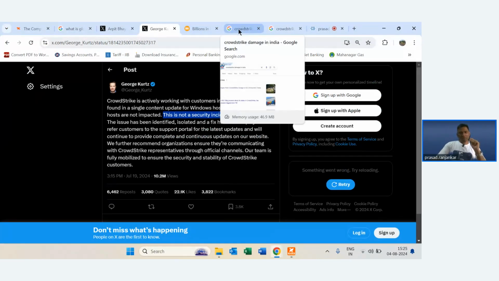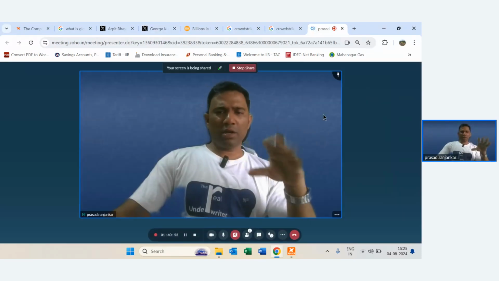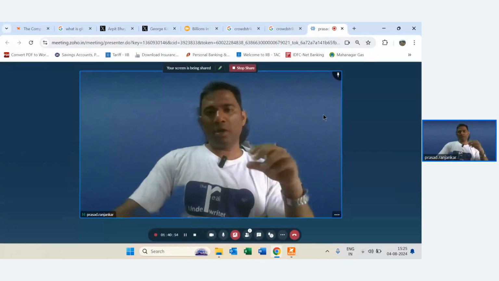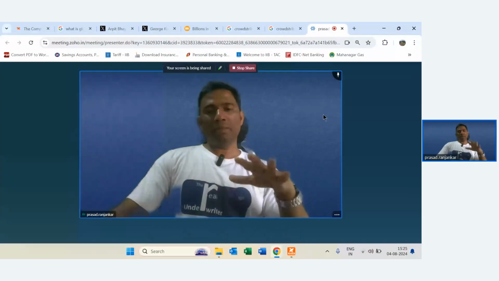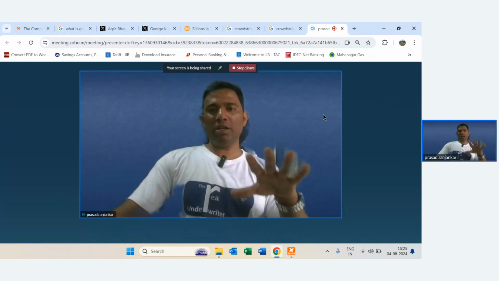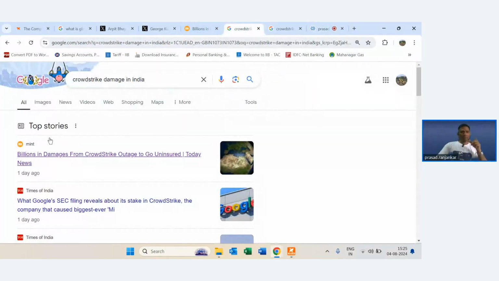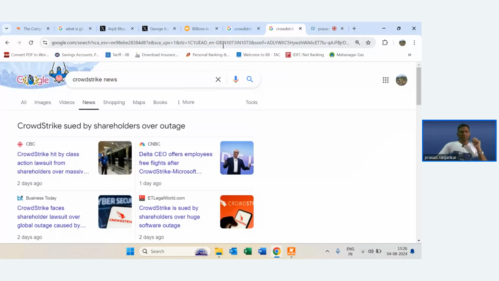Because of this incident, it is now clear that our HDFC Ergo or ICICI Lombard policy, or for that matter any insurance company available in India, will not trigger a policy claim. So basically these are uninsured incidents. Even that is being confirmed by the news, yesterday's news: billions in damages from CrowdStrike outage to go uninsured.